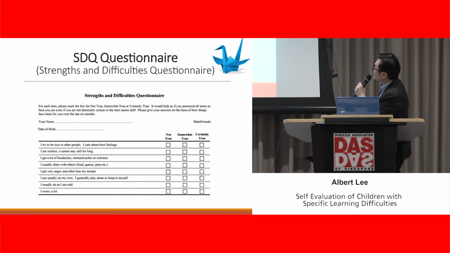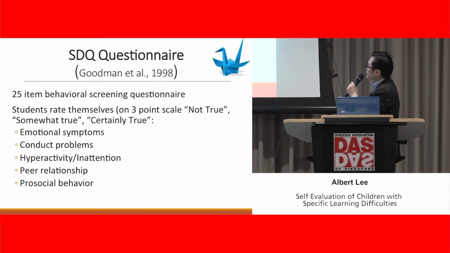So this is the Strengths and Difficulties questionnaire. And this Strengths and Difficulties questionnaire has about 25 items. It is on a 3-point scale. This 3-point scale starts from not true, somewhat true, and certainly true, over 5 different categories. The 5 different categories are the emotional symptoms, the conduct problem, and do take note of the conduct problem. We're going to talk a bit more about that. Then the hyperactivity, inattention, peer relations, as well as the pro-social behavior.